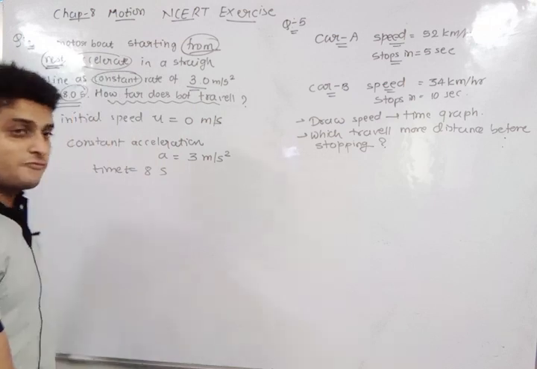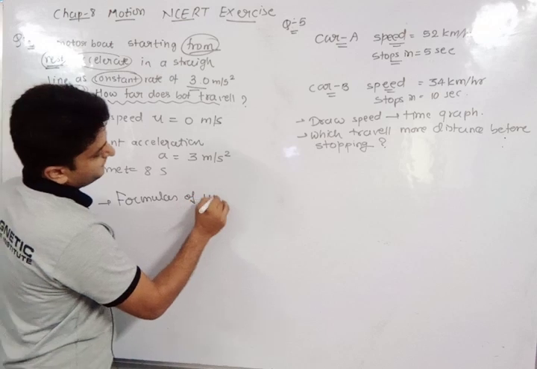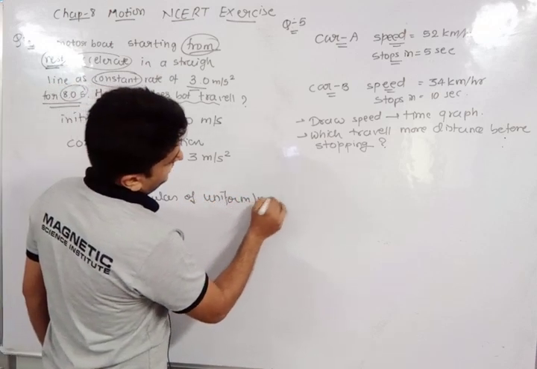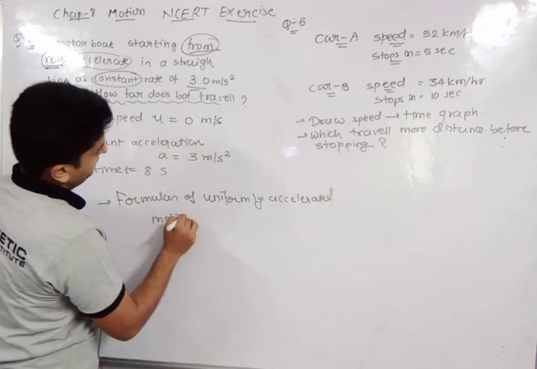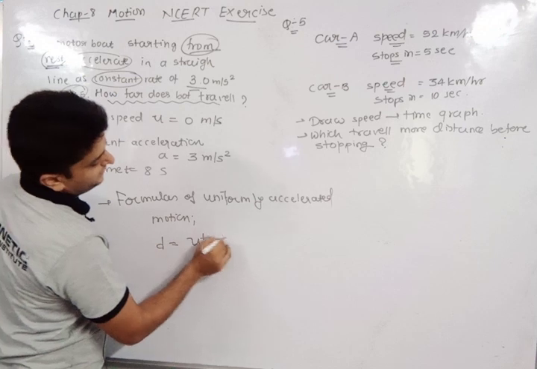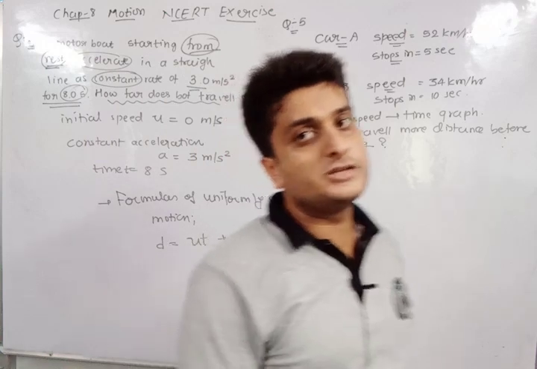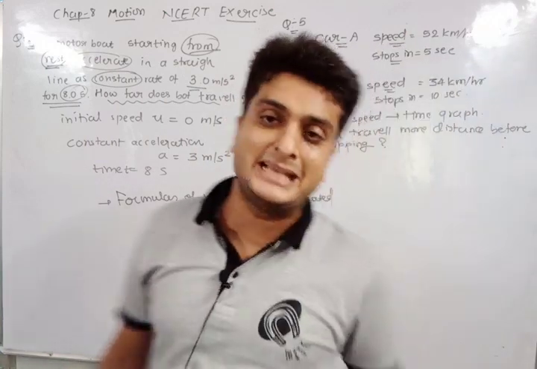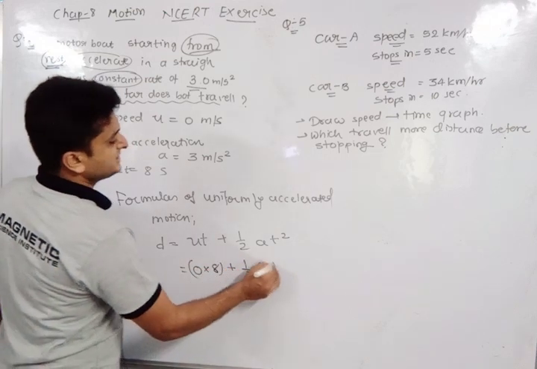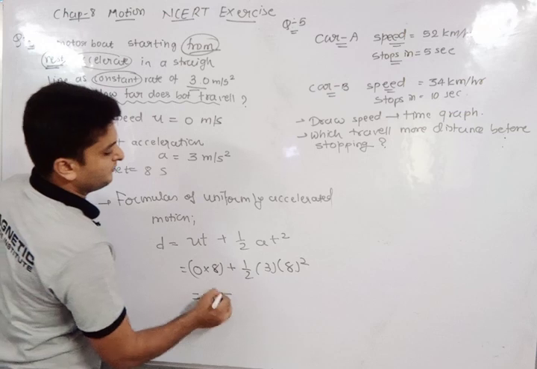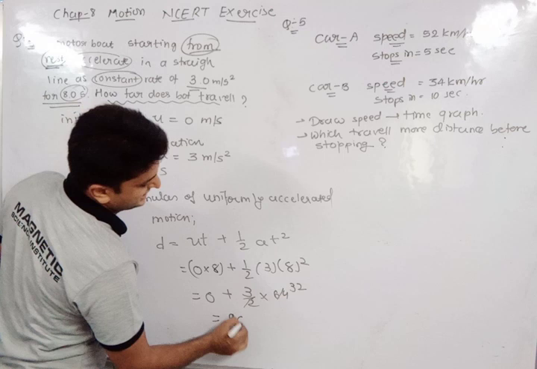So I will simply use the formulas of uniformly accelerated motion. As I want to find the distance, and time is given to me, I will obviously use the formula: distance equal to ut plus half at square. Let's put the data. u is 0, t is 8, half into a, a is 3, t is 8 square. That is 0 plus 3 by 2 into 8 square, 64, cut with 32, 32 into 3, your answer is 96 meter.